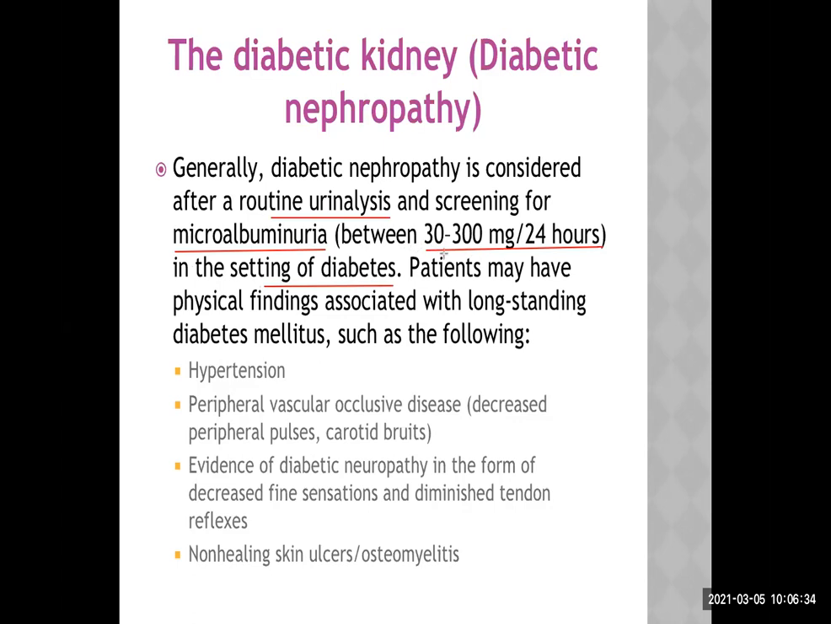So urine analysis is very, very important. If you suspect diabetic nephropathy, you keep on doing it until you confirm. Patient may have physical findings which are associated with long-standing diabetes, like hypertension, peripheral vascular disease, and we diagnose peripheral vascular disease by palpating the pulses. That's why we keep on telling our students what those peripheral pulses are. You palpate in the upper limb, in the lower limb, and in the head and neck area.